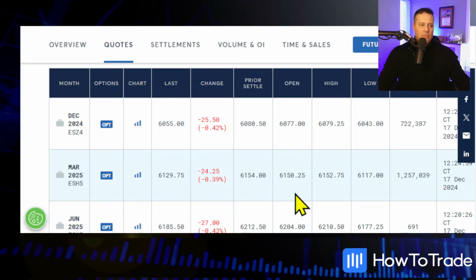So right there, you can see we've already rolled to March. That's where all the volume is for the E-mini S&P. So if you're trading a CFD that uses one of these futures contracts as its basis, you've got to be sure that you're trading the right contract or you're going to get hurt.